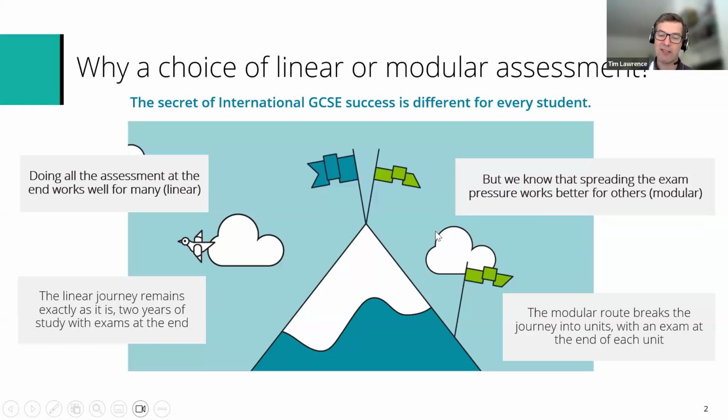The modular route breaks the course up into units. So we refer to paper 1 and paper 2 when we're talking about linear biology, because they're always sat together. But because these are quite separate blocks of the assessment, we tend to use the term units when we're talking about the modular course.